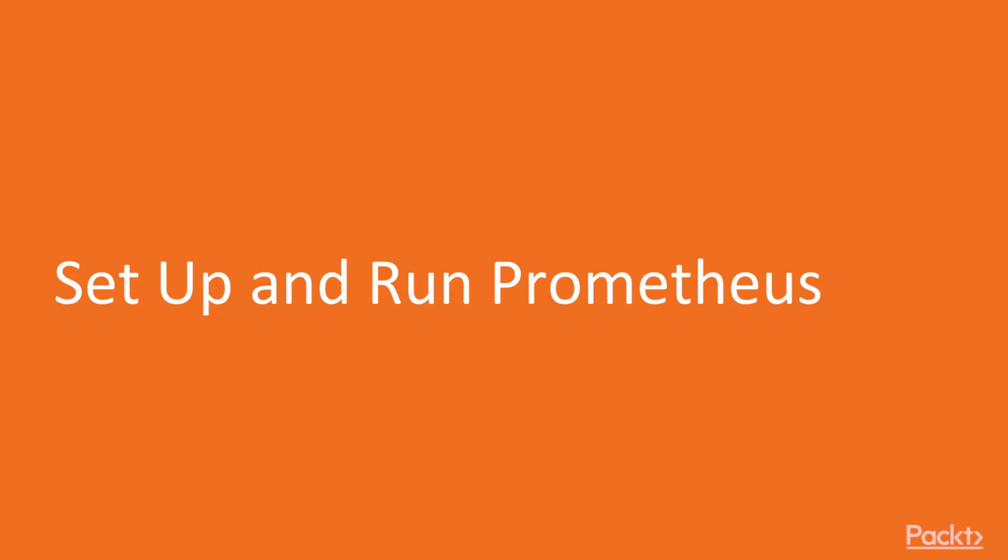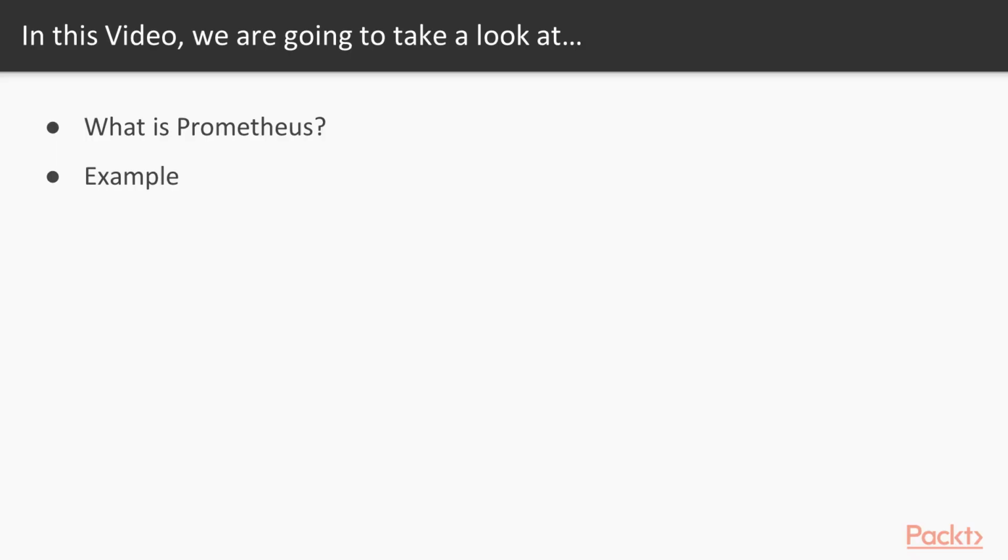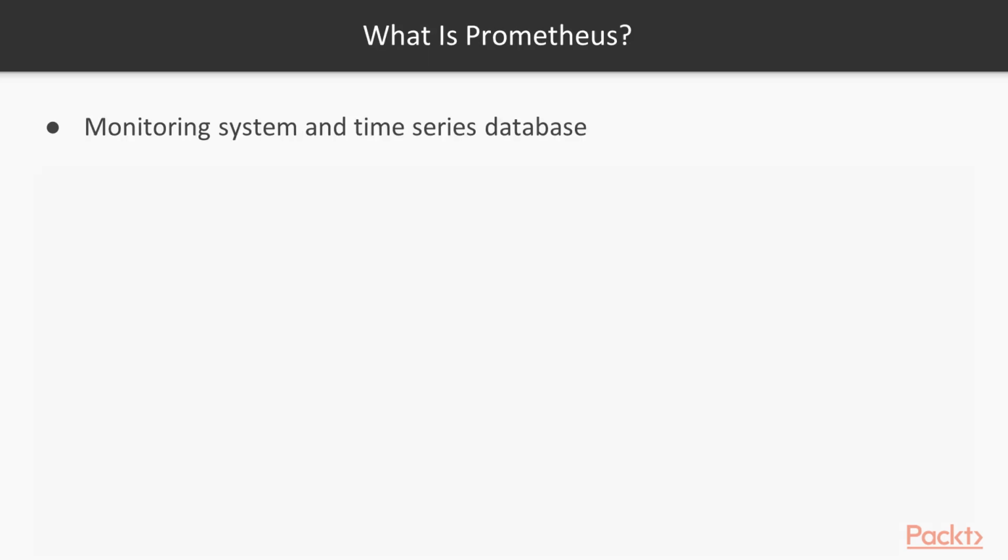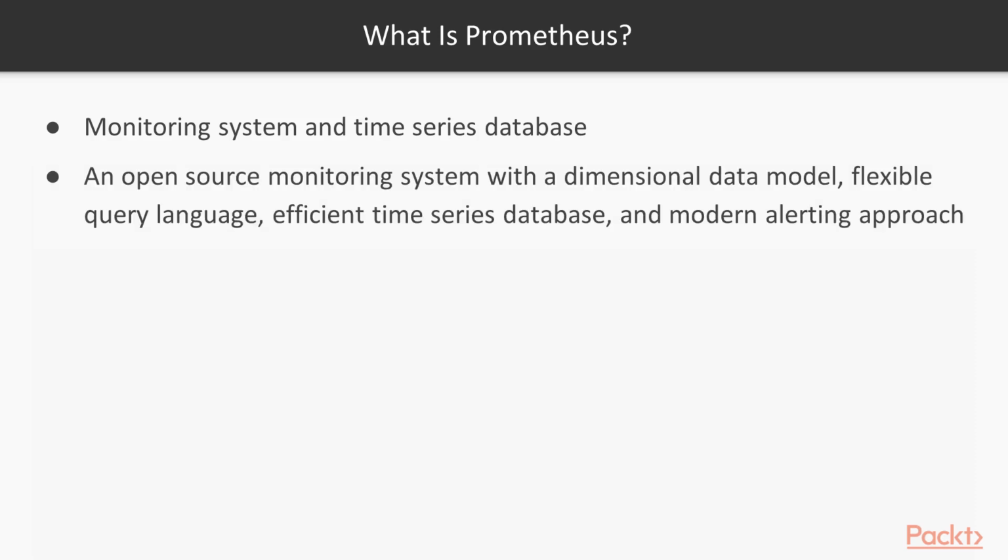How to set up and run Prometheus. So in this video, I will tell you what Prometheus is, and I'll show you an example of the installation of Prometheus. So what is Prometheus? Prometheus is a monitoring and time series database. It monitors your Kubernetes and all your pods and all your nodes automatically. It stores it in a time series database, which you can put on a volume if you want to.